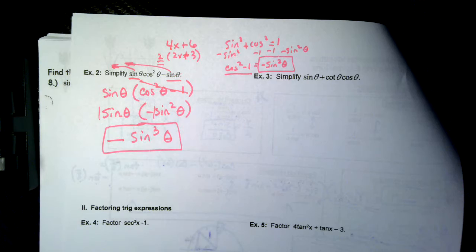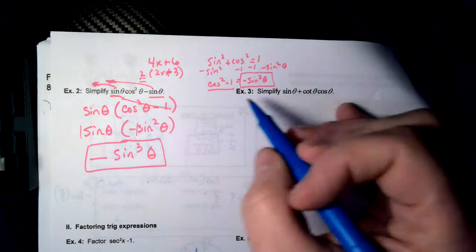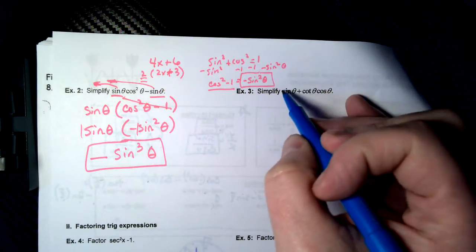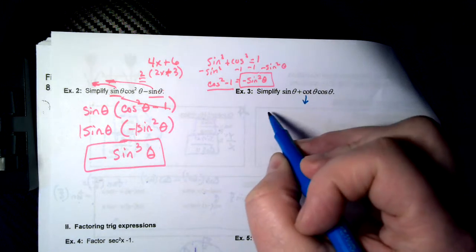Try example 3. Let's see, sine theta. So it doesn't look like I can just factor out something as simple as what we did before. So what I'm going to do is take cotangent and put in its fraction.